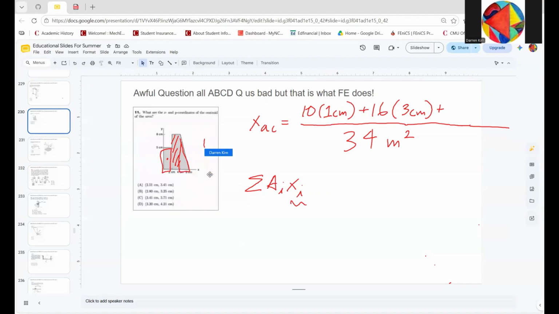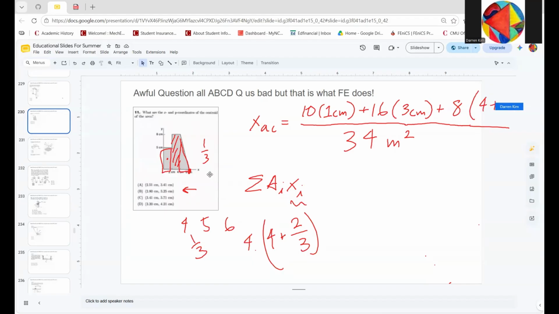Over here is one third, so one third from this tip over here. So it would be between 4 and 6, and it would be one third of that. So it would be 4 point. Oh wait, there's 5 in between, right? So it's 2 divided by 3, right? Plus 4, right? So whatever that is. So 8 by 4 plus 2 over 3.